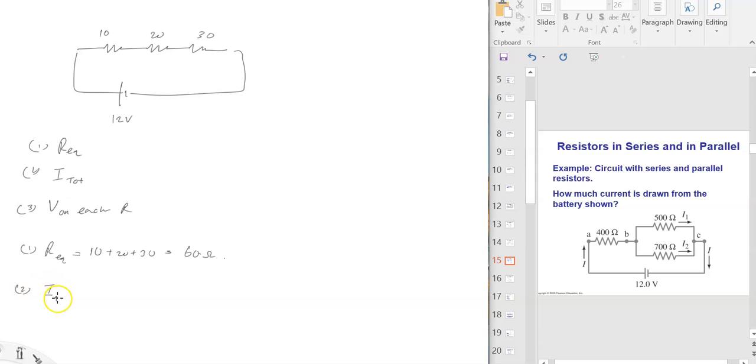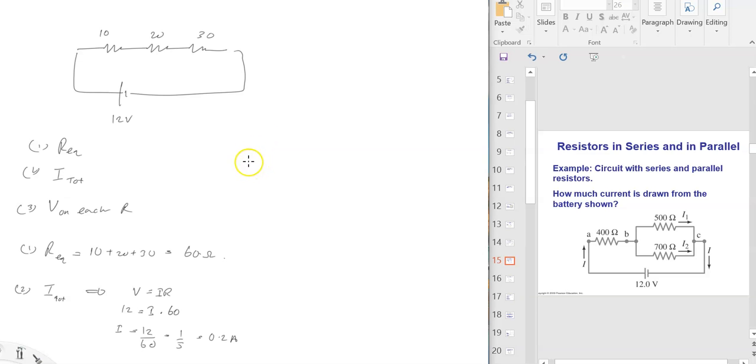Total current, use V equals IR. 12 equals I total times total resistance, which is 60. So I equals 12 over 60, 1 over 5. 0.2 amps.